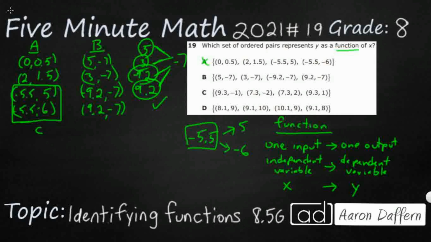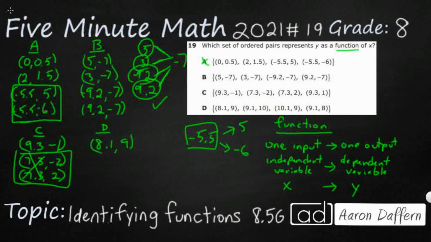So let's look at C. 9.3, negative 1. 7.3, negative 2. Yep, 7.3. See that problem right there? We can just stop right there. That 7.3 is repeating. So I've got 8.1 going to 9. 9.1 going to 10.